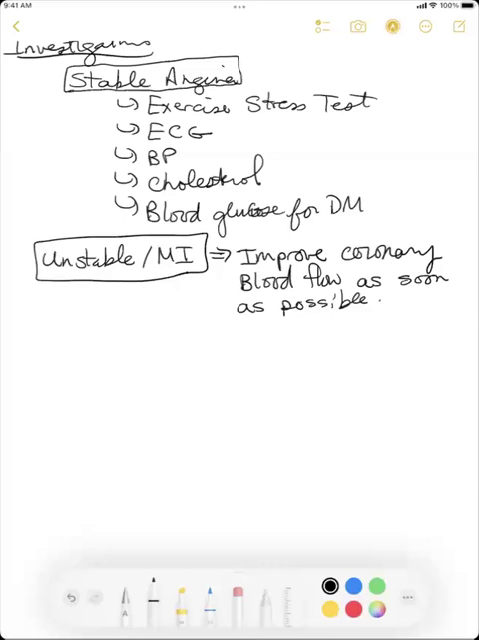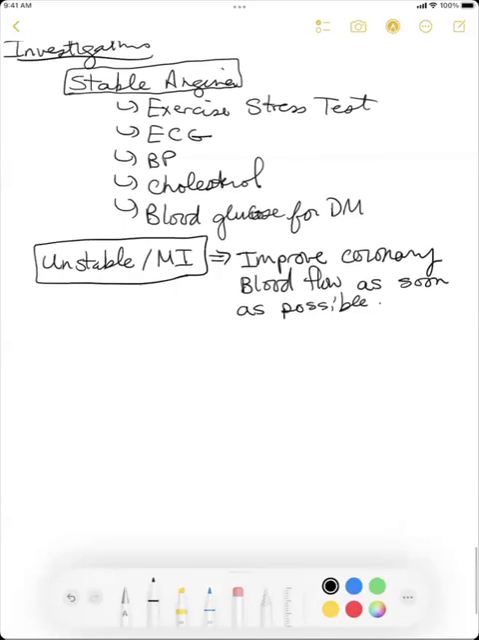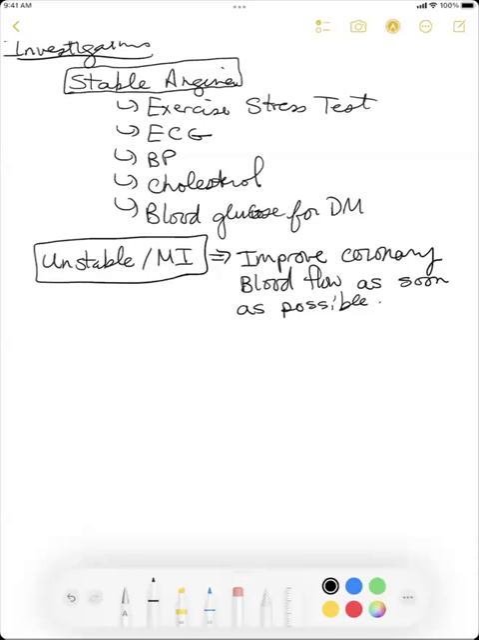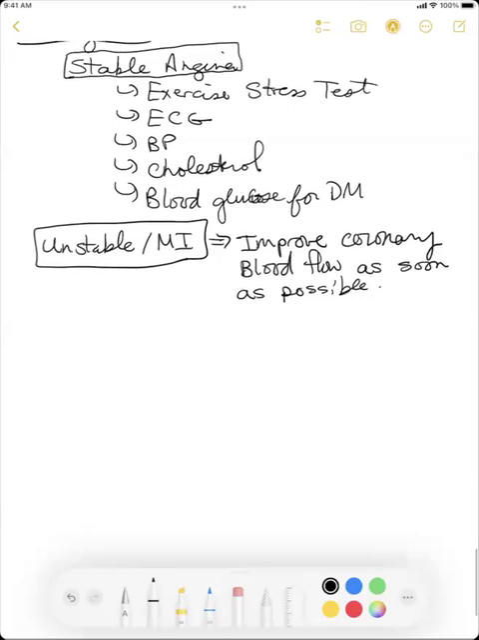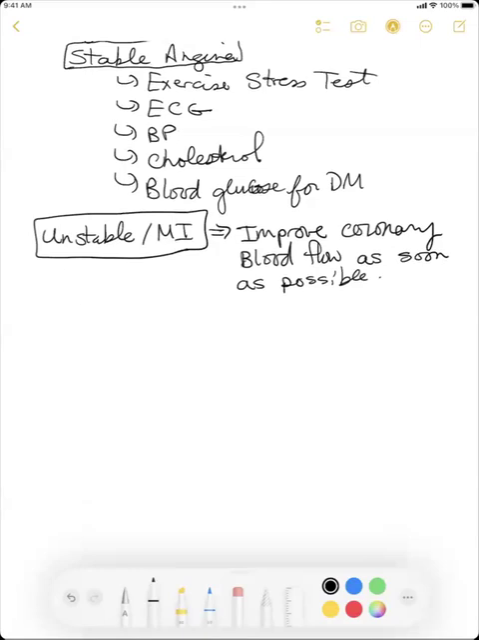So what we're going to do in this case is work them up at the same time that we try to give medications to improve flow. But in order to diagnose this, we need to do an ECG. Okay. We are going to do blood work. And this is actually a very interesting thing, blood work.